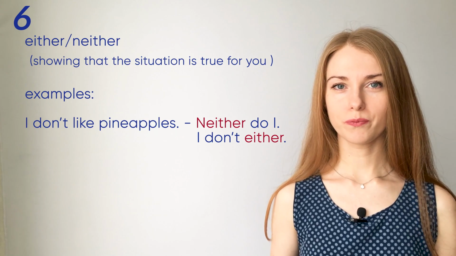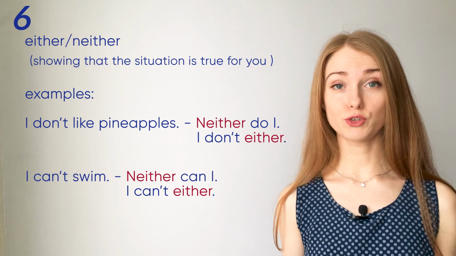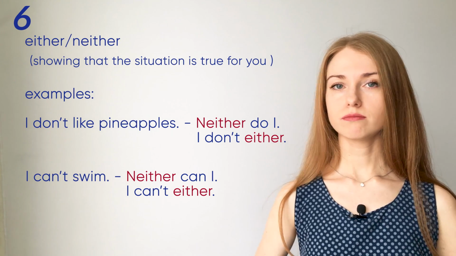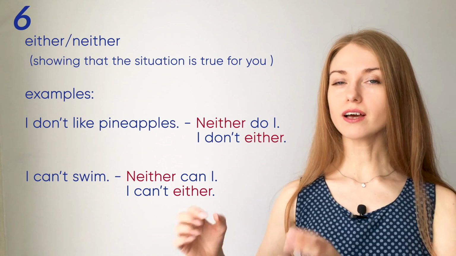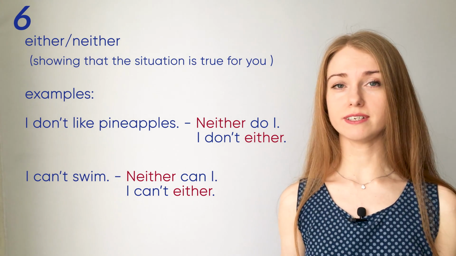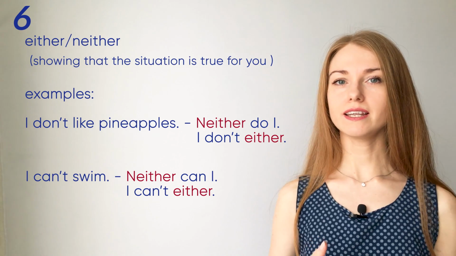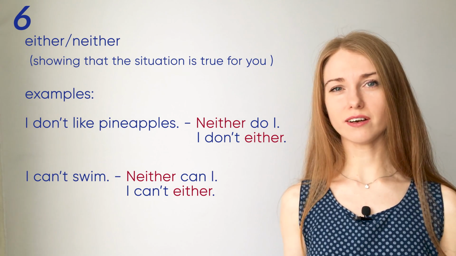Another example. If someone says, I can't swim, and it's true for you, you may say, neither can I. Again, we put neither at the beginning, then we use modal verb from the original sentence, and I, neither can I. Or you can also say, I can't either.